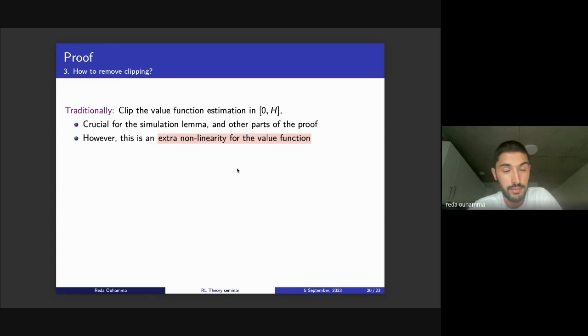Okay, and the last part of the proof that I think is interesting is how to remove clipping from the algorithm. I think this is also a nice contribution in the paper. Usually we need to have some clipping of the value function in the interval 0 to H. This is crucial for the simulation lemma and also for some other parts of the proof. But the problem is that this adds extra nonlinearity. So if we had this clipping in our algorithm, the planning part would still not be tractable, because we would have that minimum and then the integral. And so this is still something that should be avoided.